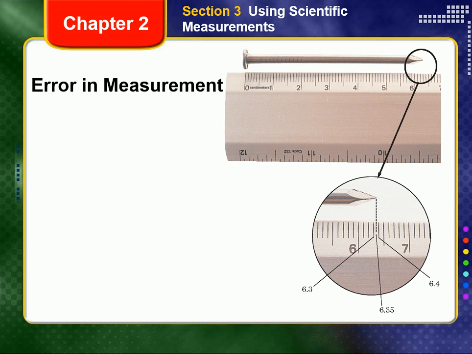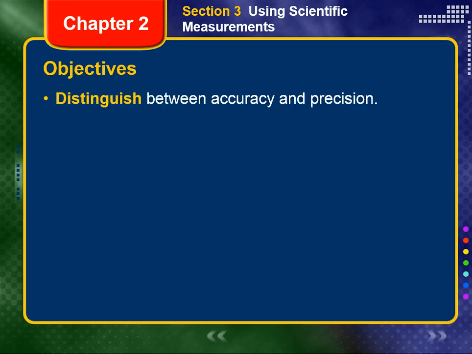Simply leaving it out would be misleading because you do have some indication of the value's likely range. Therefore, you would estimate the value to the final questionable digit, perhaps reporting the length of the nail as 6.36 centimeters. You might include a plus or minus value to express the range. For example, 6.36 centimeters plus or minus 0.01 centimeters. At this point, you should be able to distinguish between accuracy and precision.